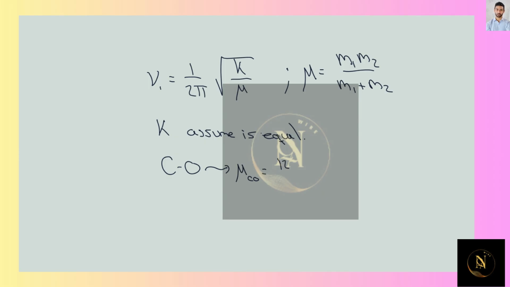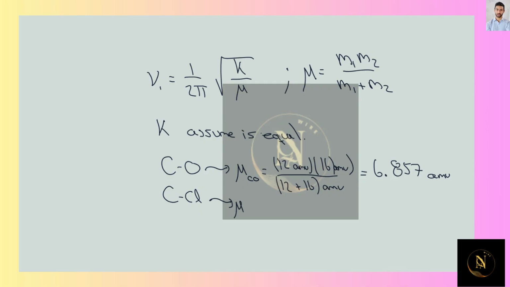as 12 times 16. Of course, this is atomic mass units times 16 atomic mass units divided by 12 plus 16 atomic mass units. So the result is 6.857 atomic mass units. We're going to do the same with carbon chlorine.